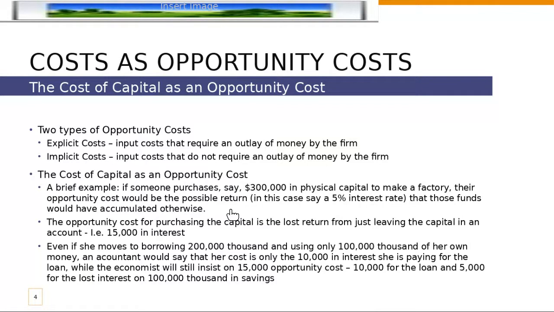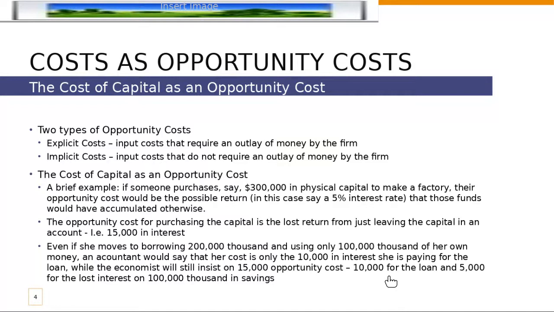So the explicit cost is purchasing physical capital, and the implicit cost is the interest they forwent in order to spend this money on physical capital. So the opportunity cost for purchasing the capital in this case is the lost return from just leaving the capital in an account, i.e. it would have been $15,000 in interest at a 5% interest rate. Even if this owner moves to borrowing $200,000 and using only $100,000 of her own money, an accountant would say that her cost is only the $10,000 in interest she is paying for the loan, while the economist would still insist there's $15,000 in opportunity cost: $10,000 for the loan, and $5,000 for the lost interest on $100,000 in savings.